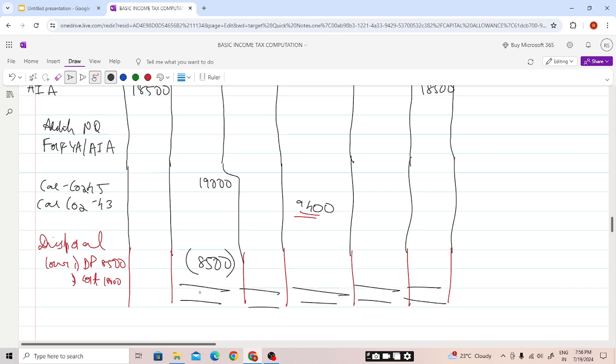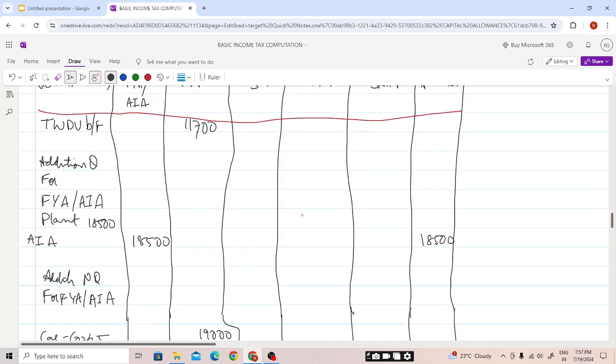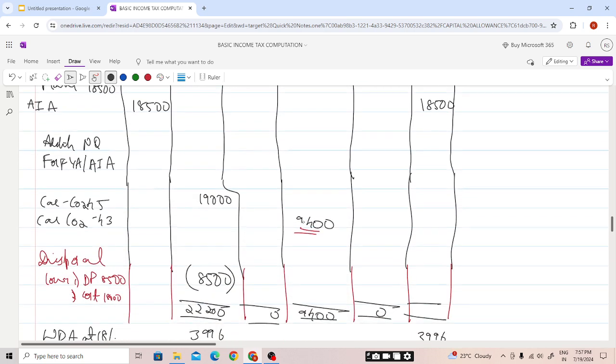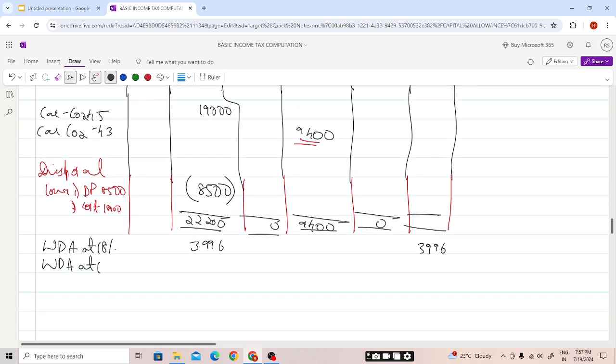So this balance of the pool will be 22,200, 0, 9,400, 0. Now we calculate the WDA, students, at 18% because it is the main pool. So here it will be 3,996 and this will go to the pool. Special rate pool, no. Now coming to the WDA for the private asset pool, as it is a car with emission of 43, the WDA will be at 18% because it is a main pool asset.